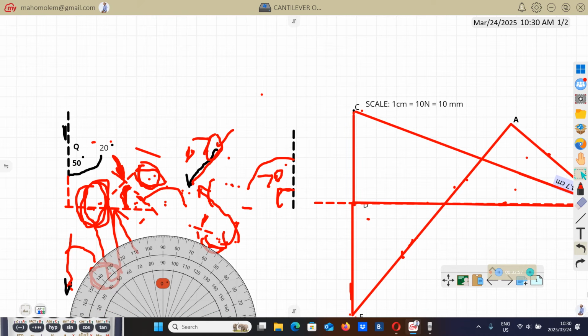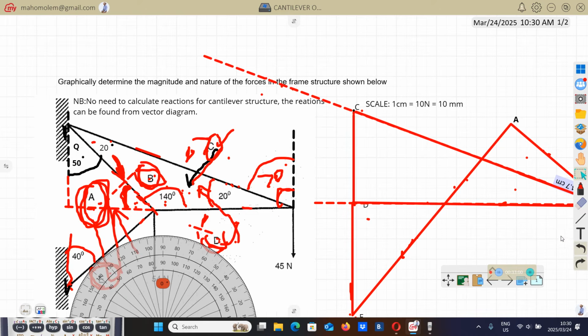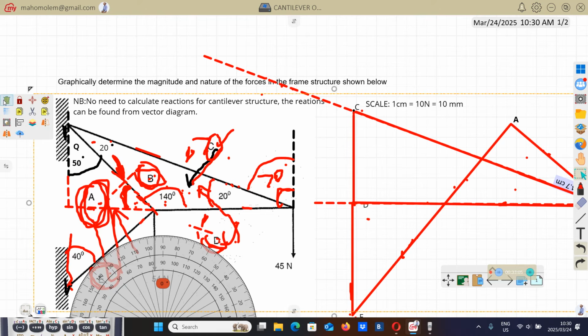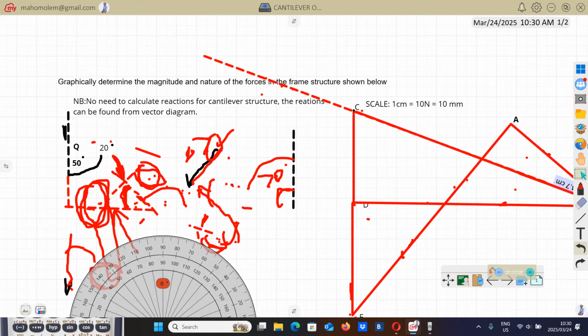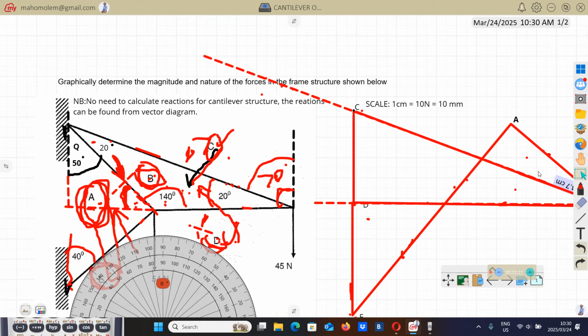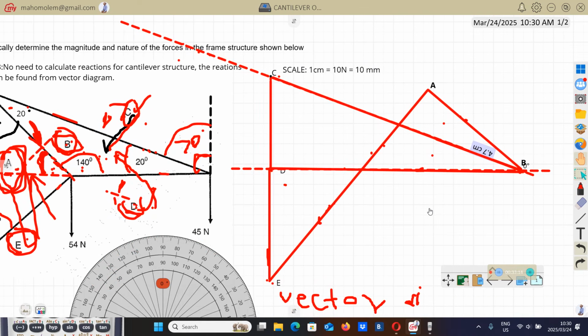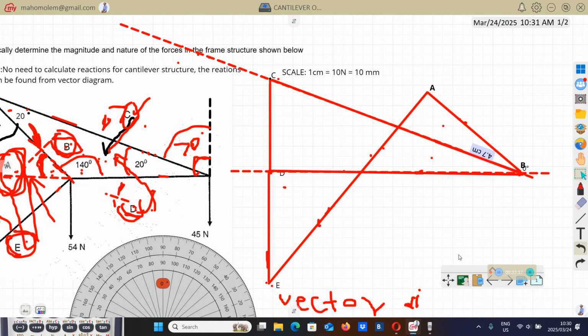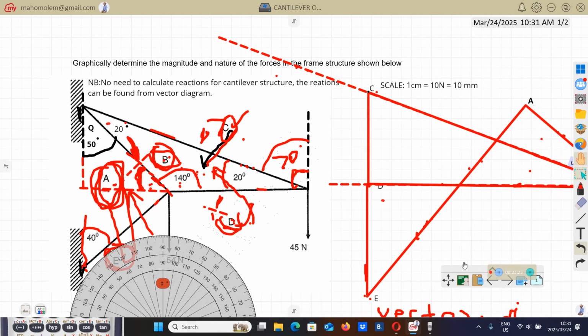It's going with my data now. Let me leave it. Let me return it. Okay, it's fine. Yeah, this solid line that you see there is our vector diagram. So now after doing this, we didn't answer the question. The question is looking for us to graphically determine the magnitude and nature of forces in the frame shown below. So we have to find the magnitude.